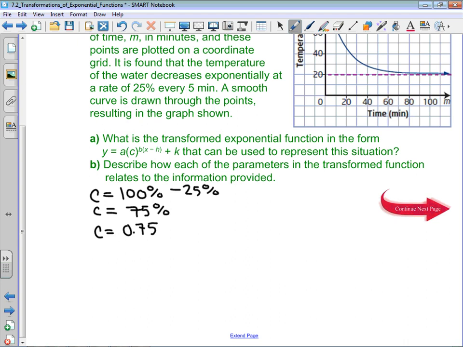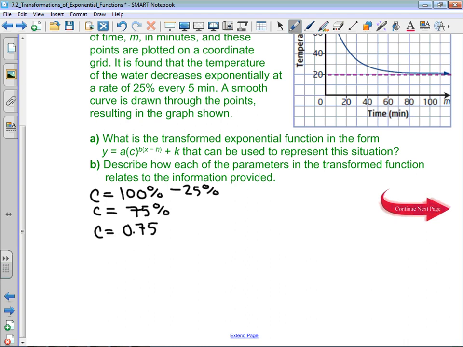Now, if you think about what that's saying, is that every time the time goes 5 minutes, we lose 25%, so we have 75% of what we had remaining. Now, this is why exponential functions are asymptotic. If I take away 25% of what I have again and again, I never actually get to zero. I keep getting smaller and smaller.